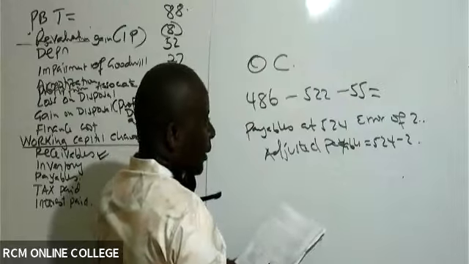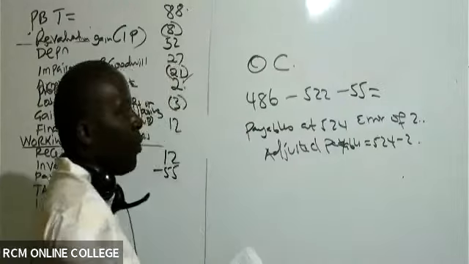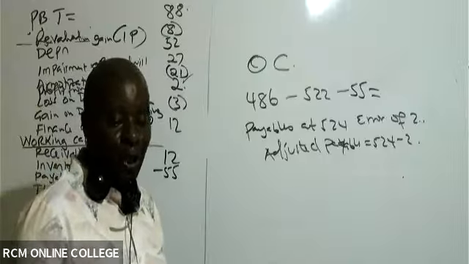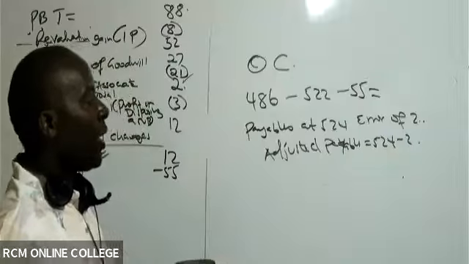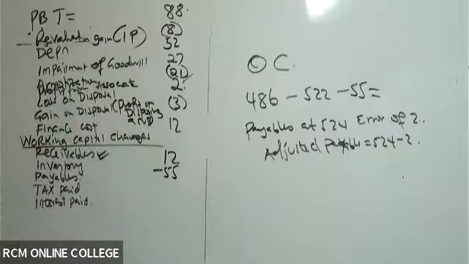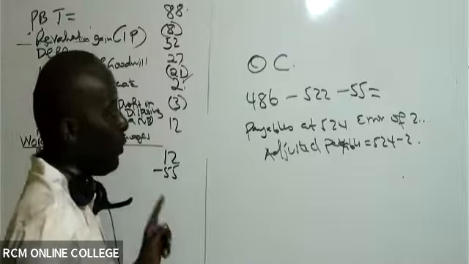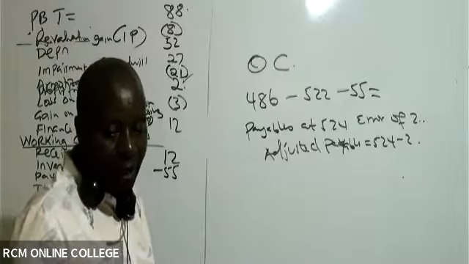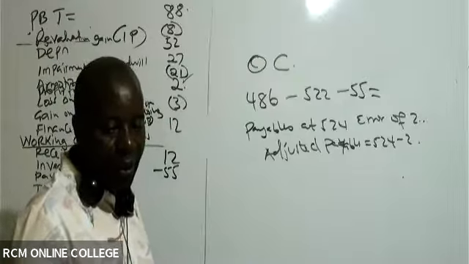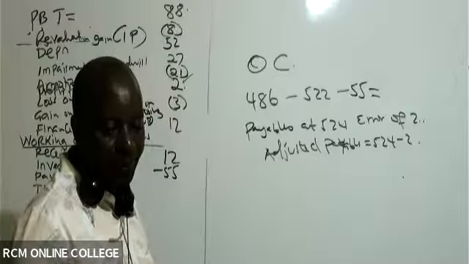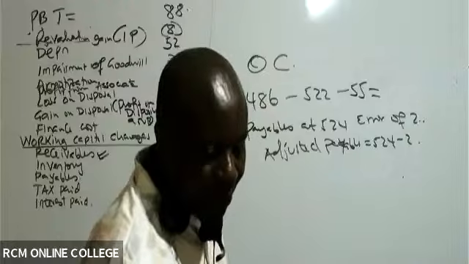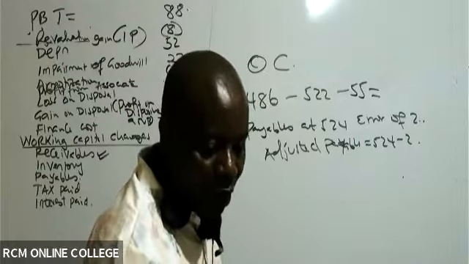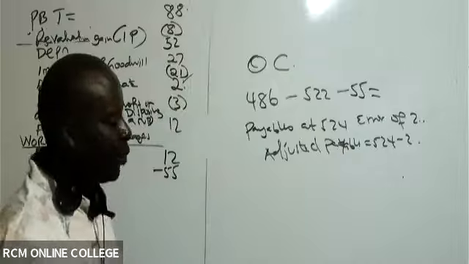But there is an error of 2 because of misclassification. And therefore, the adjusted payables will be 524 minus 2. So then 486 minus 522 minus 55, that will end up giving me what figure? Vincent, I hope you're able to see that. Yeah, so in this case, ladies and gentlemen, we are supposed to be having payables of minus 91.